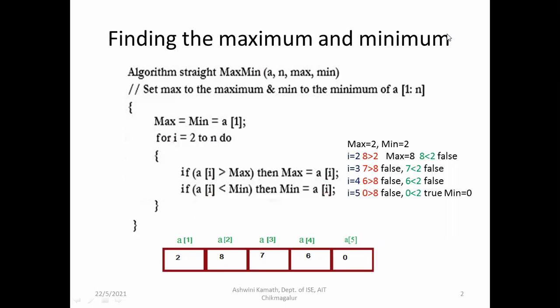So now change the value of min. Now min becomes a of 5, which is equal to 0. Min is equal to 0. I hope you understood the concept. Then again, the i value will be incremented. i is equal to 6.